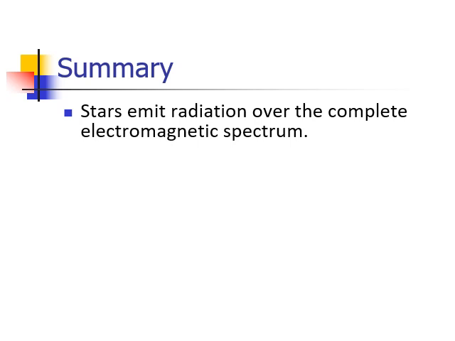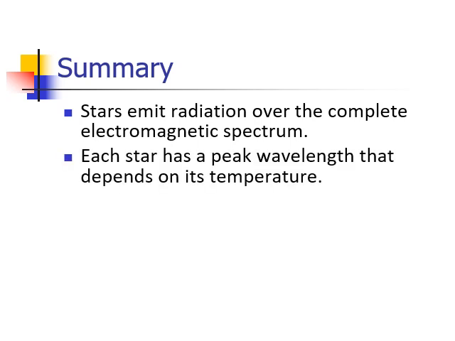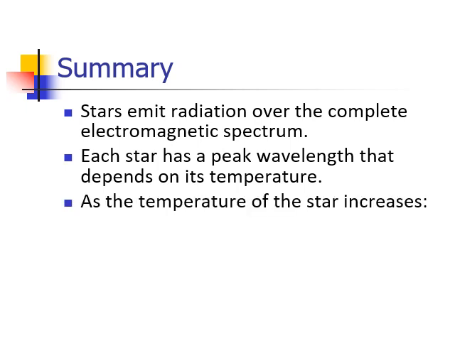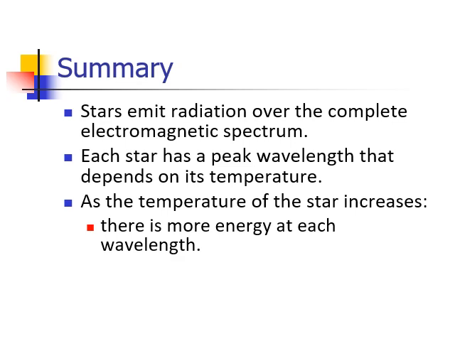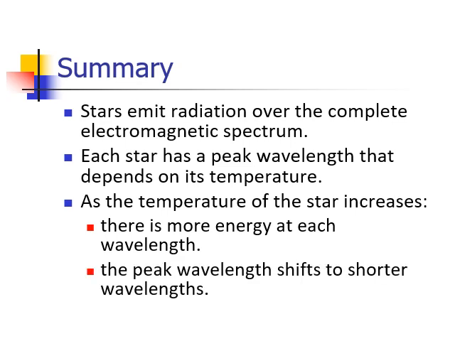So what we've seen from this star section is that they emit radiation across the complete electromagnetic spectrum. Each star has a peak wavelength that depends on its temperature, and as the temperature of the star increases, there's more energy at each wavelength, and the peak wavelength shifts to smaller wavelengths.